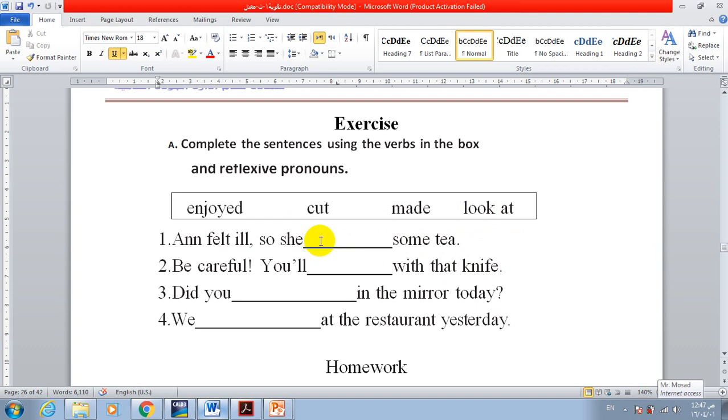Good. The right word here is made, and we put the reflexive pronoun herself. But why do we use herself? Because it relates to the subject pronoun Anne, and she is a girl.